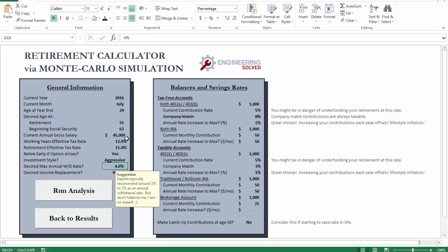Here we have your desired max annual withdrawal rate after retirement. So when you retire, you have X amount in all of your accounts. And this is like the 4% rule that you may have heard about.